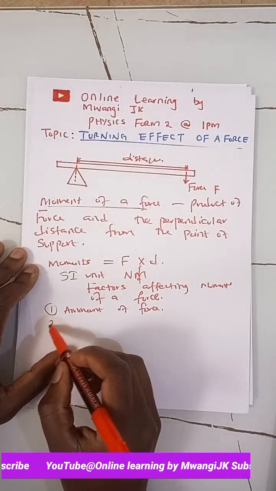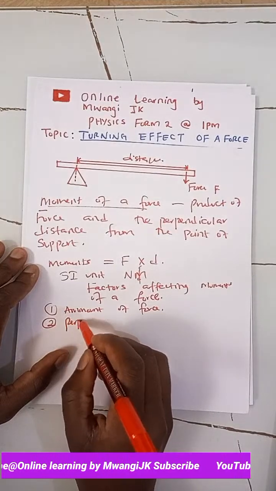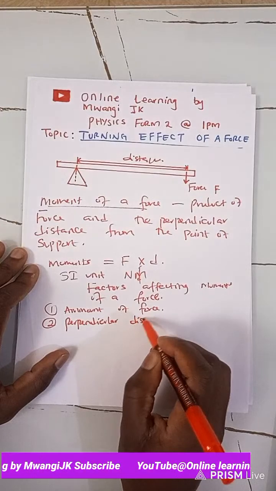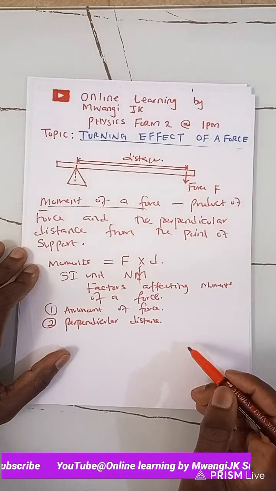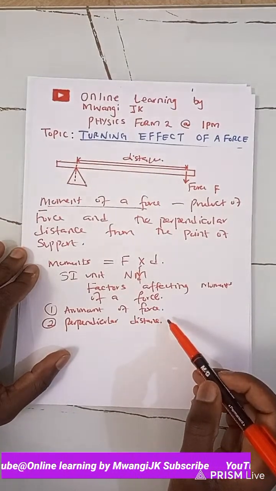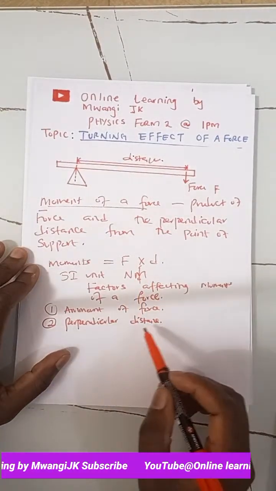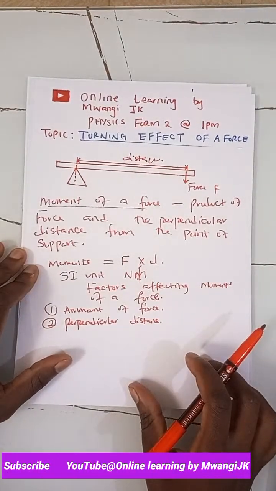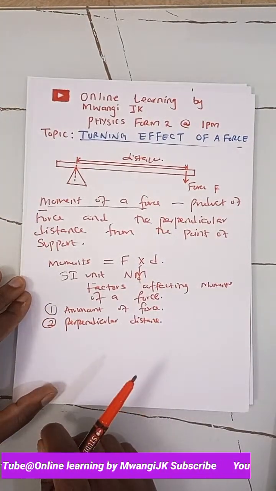The other factor is the perpendicular distance. The moment increases with the perpendicular distance increasing. So in short, moment is directly proportional to the force and also to the perpendicular distance from the point of support.